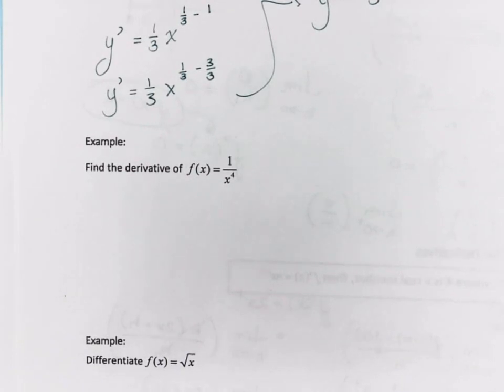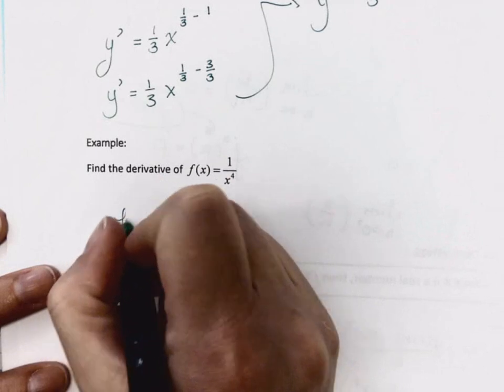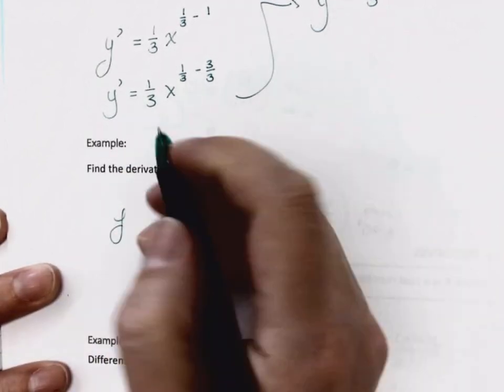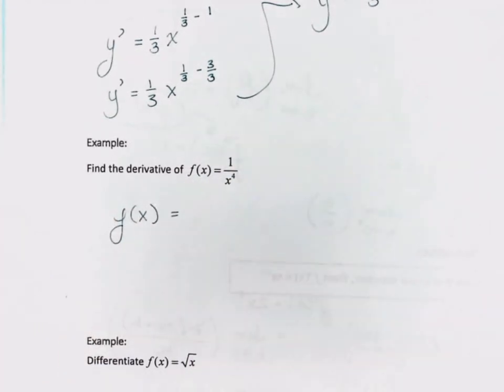I've just told a big fat lie. The reason why this one is a little bit difficult, I'm not going to do the prime function first. I'm going to rewrite this without it being a fraction. Can you do that? What would it be? X raised to power negative 4.